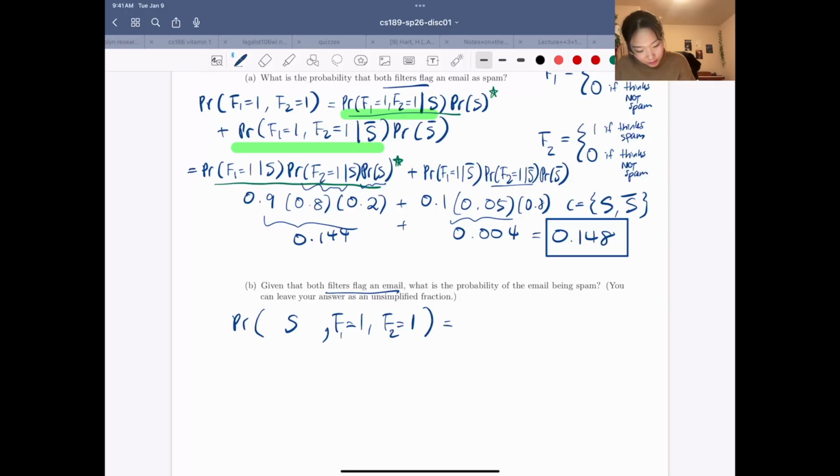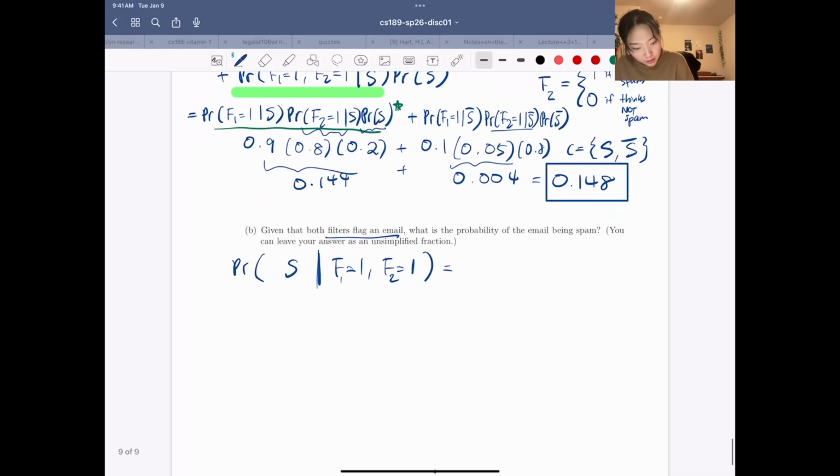When you see this kind of given, right, we're given that both filters flagged an email, and we want to know the probability that it was spam, whenever you see that, you should think of Bayes' rule. We can't really calculate this on our own, but we have calculated other values that we can now use to our advantage.